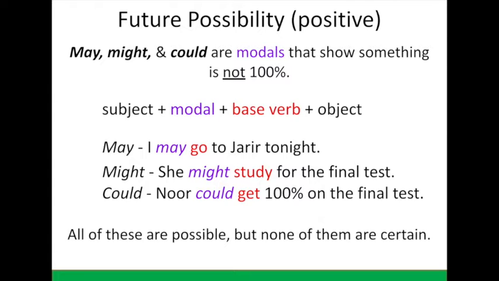Something very important about the grammar that you'll need to remember is that all three of these modals are used to talk about something that's possible, but none are used to talk about something that is certain or 100%. Take a moment to pause the video, look at the examples, and practice writing a few more.